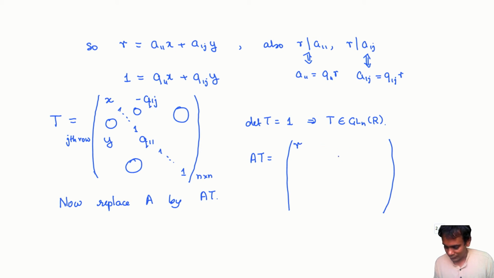And I don't really care what I get anywhere else. The point is that the ideal generated by R strictly contains the ideal generated by A11. And A is equivalent to AT because T is in GLN R. So this is the modification that we do to clear out entries, say in the first row, in the induction step of computing the Smith canonical form.